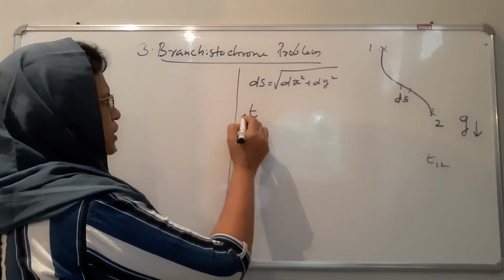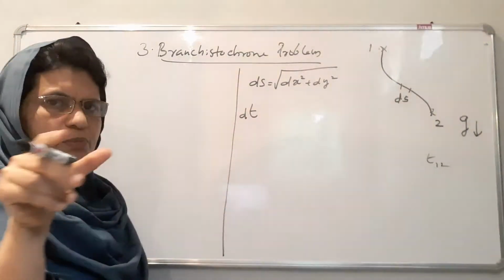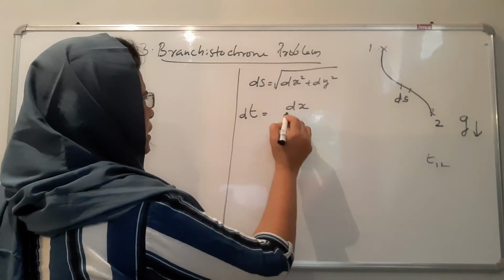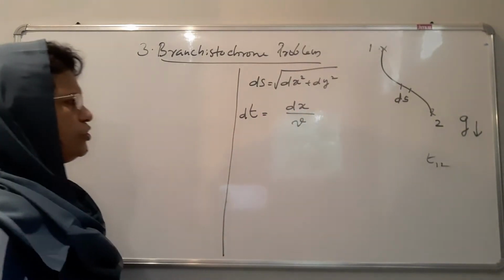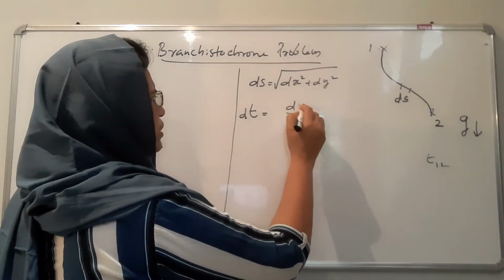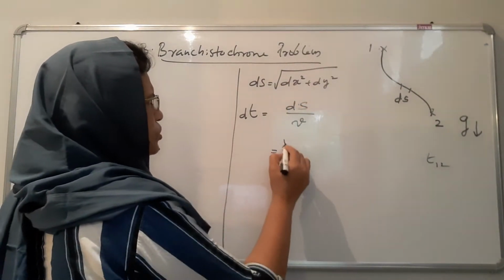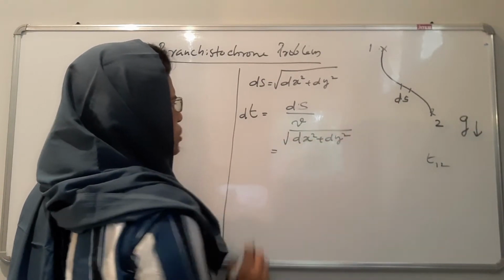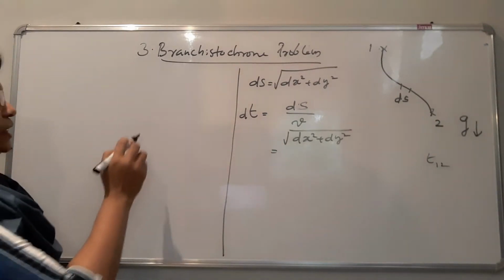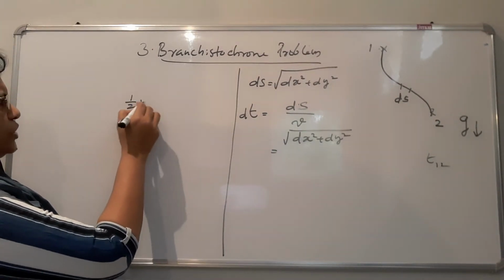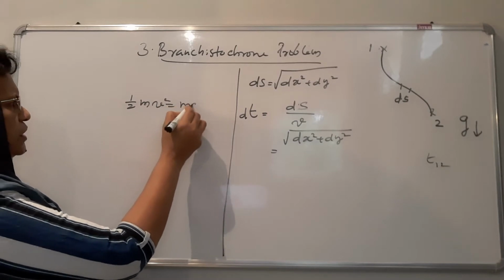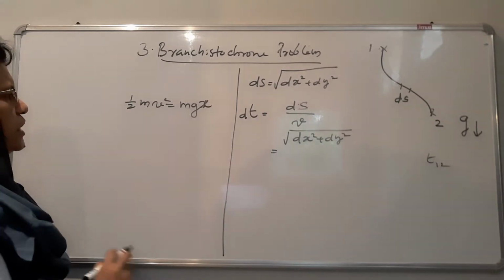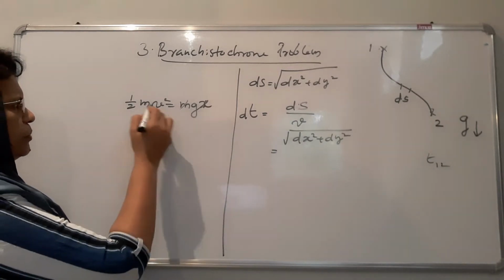Let dt be the small time taken for this much displacement. dt is equal to displacement ds divided by velocity v. That is, square root of dx square plus dy square divided by velocity. We can take the equation: kinetic energy is equal to potential energy. Half mv square is equal to mgx. Kinetic energy is equal to potential energy, that is, m getting cancelled.